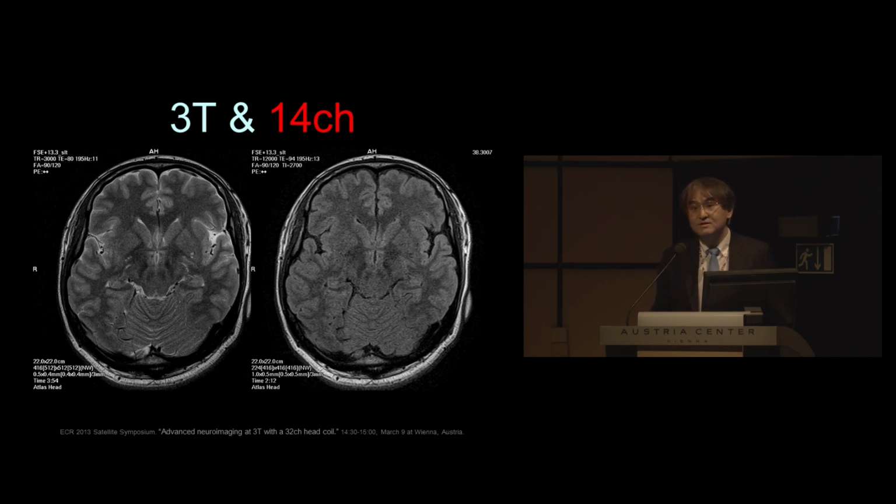So even using the default 14-channel head coil at 3T, you can have very high-resolution images. These are 512 images, so the in-plane resolution is less than 0.5 millimeter, and through-plane resolution is 3 millimeter. Even using this high resolution on T2 weighted image, you can see very high delineation, although the noise, I mean white noise, is a bit obvious. And also FLAIR, the same is true.